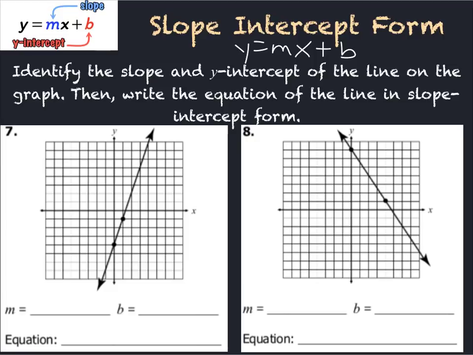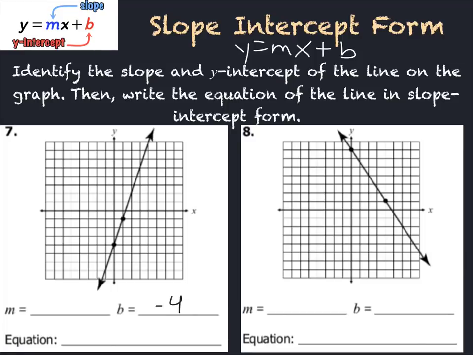Well, our y-intercept, we could just look at the graph, and it looks like the line is intersecting the y-axis at -5. Is that -5? No, it's -4. I'm sorry. So what would our y-intercept be? Our y-intercept would be -4.